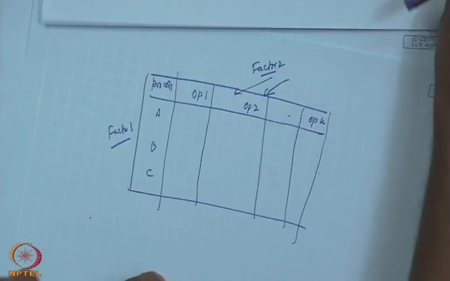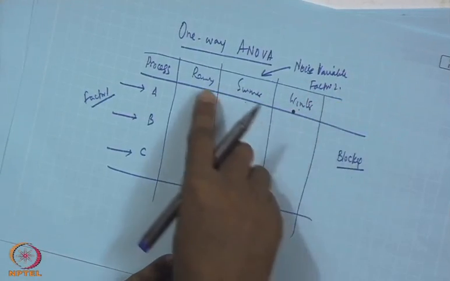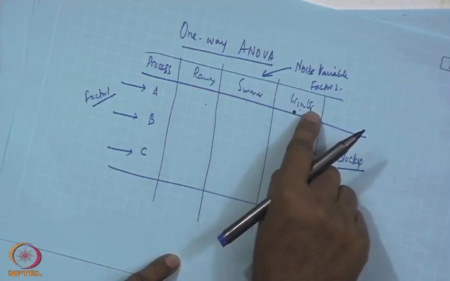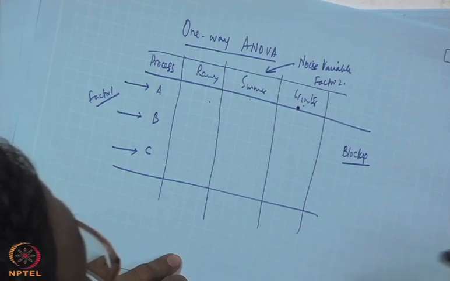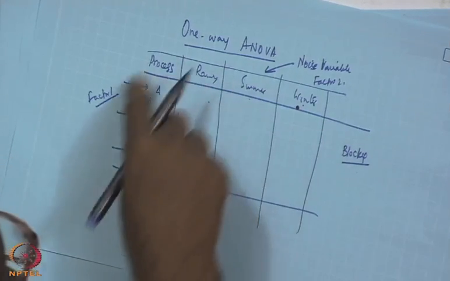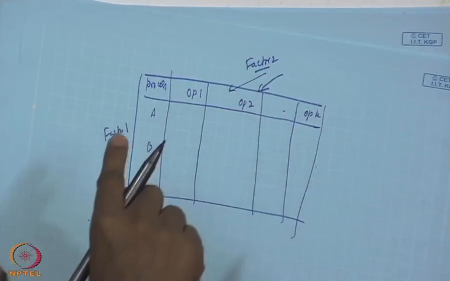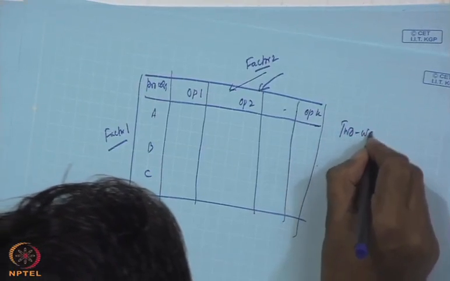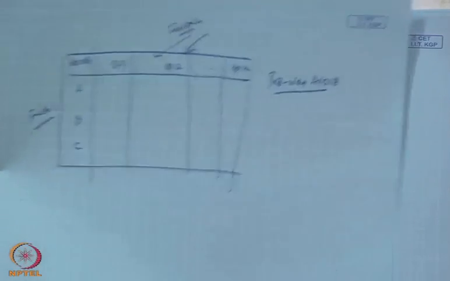The only difference between the first and second, blocking and this, is that in this case you are not interested to know the seasonal effect because you do not have control over seasons. So, nullifying or eliminating the seasonal effect, you want to estimate the process effect. Here you want to estimate both the operator's effect plus the process effect. This type of design is two-way ANOVA.